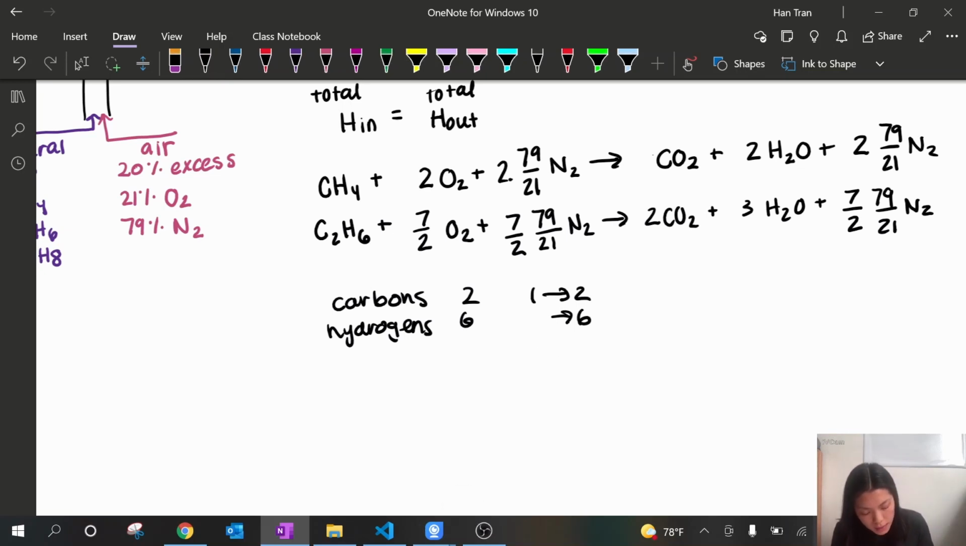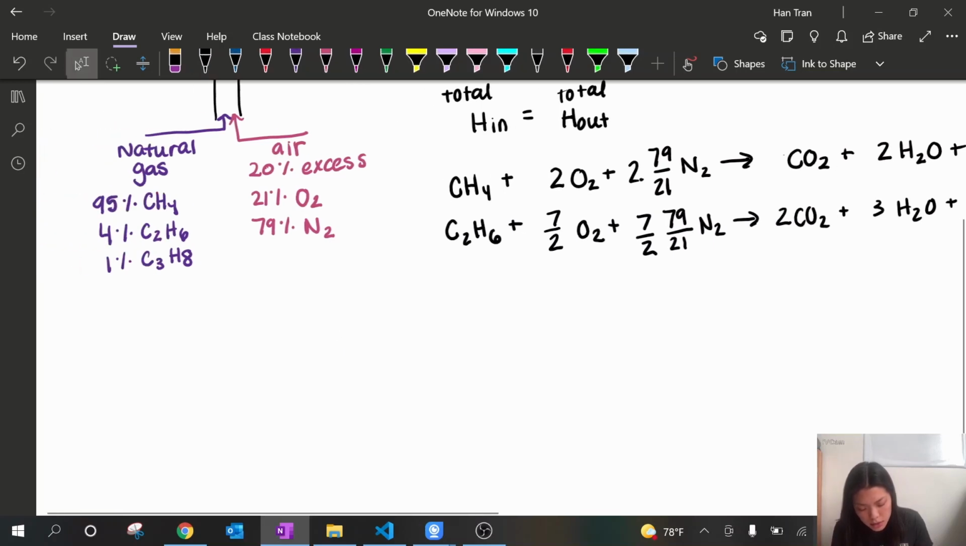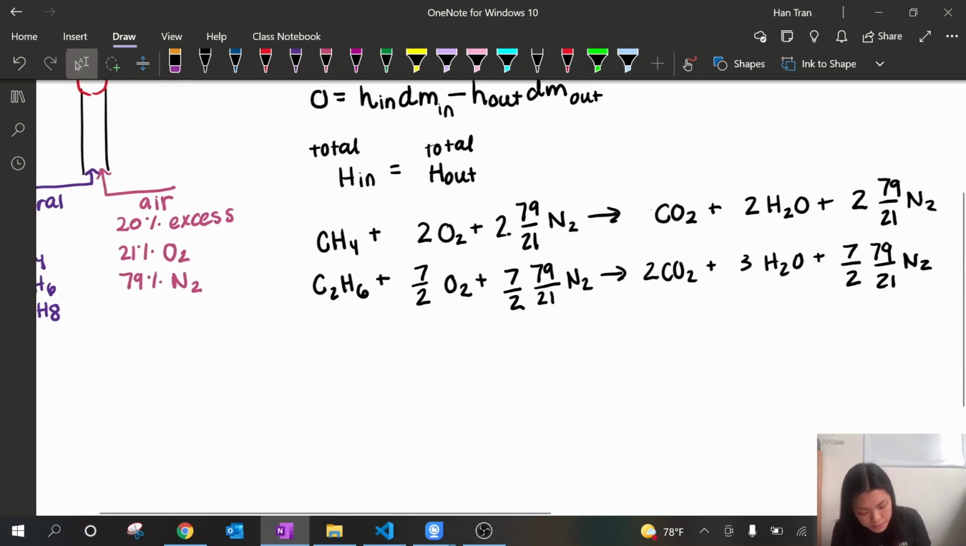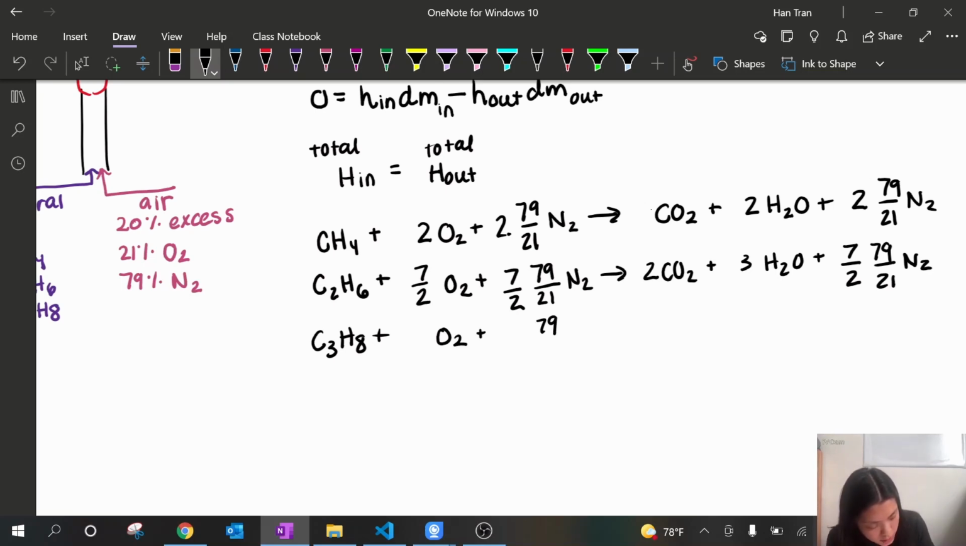So moving on to our last component of the natural gas, we have propane. Again, the propane will react with the oxygen and the nitrogen in the air to give us carbon dioxide and water, as well as the nitrogen that was originally in the air that did not react. So now let's take a look at balancing out like we did with the previous two equations.